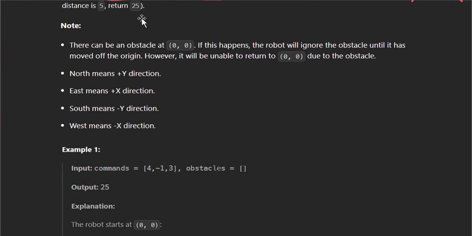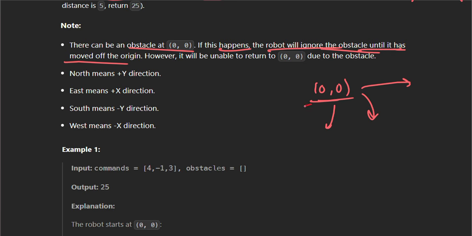So we have a note over here. The note is saying that we can have an obstacle at 0, 0 also, right? If such happens, the robot will ignore the obstacle until it has moved from the origin. That means initially it is at 0, 0, so it can move away. Once it moves away from 0, 0, then the obstacle will be activated. That means it will be unable to return to 0, 0 due to the obstacle, right?